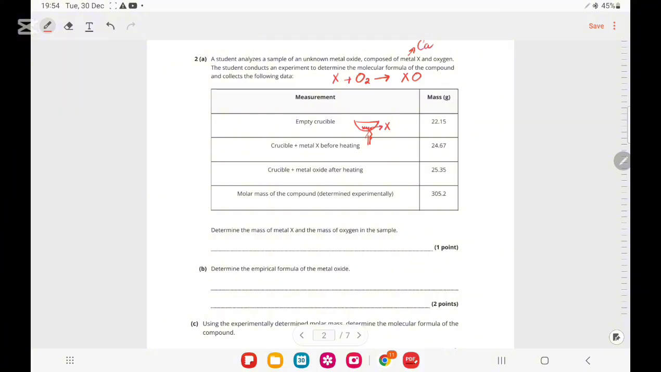Now we need to find the mass of metal X. They are saying the crucible plus metal X before heating had a mass of 24.67. So to find the mass of metal X, we just subtract the empty crucible, that is 22.15, from 24.67. The mass of metal comes out to be 2.52.